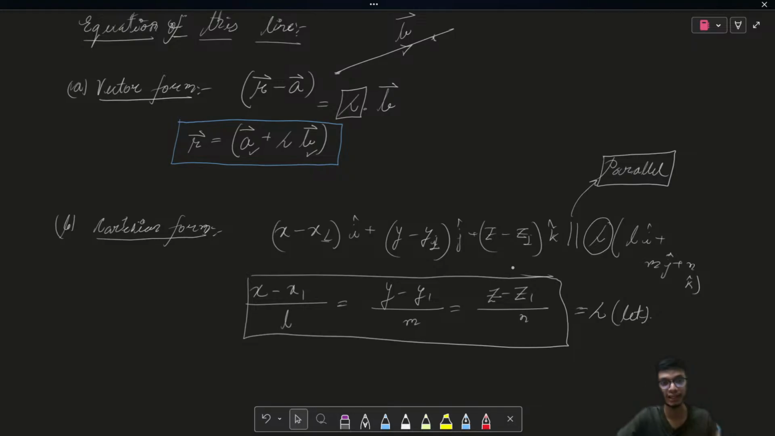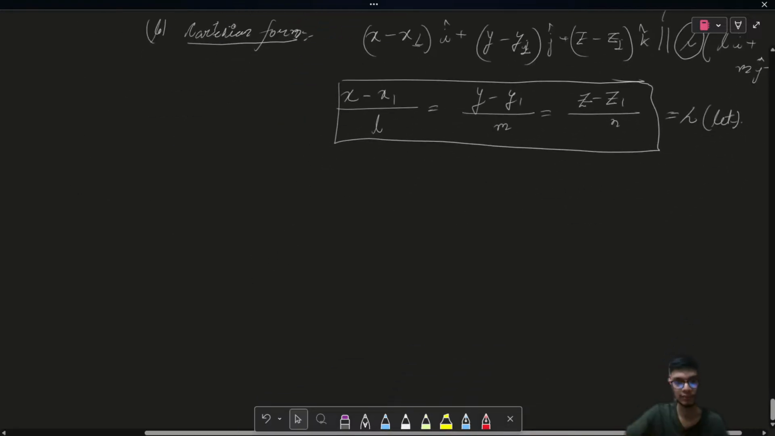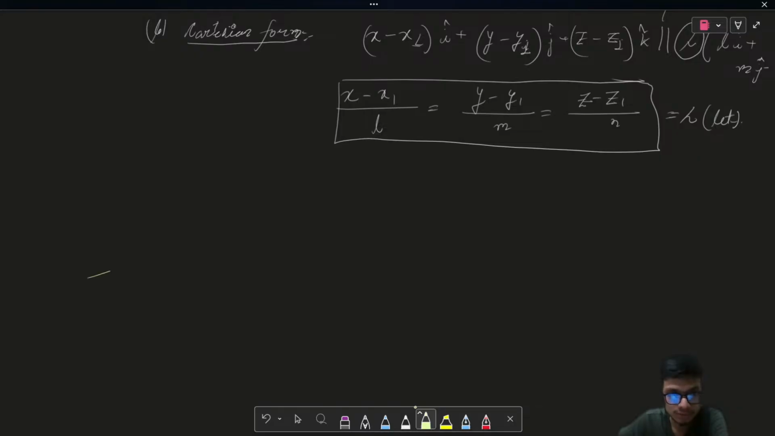Now this is the form of the straight line equation when I know one fixed point, or the initial point, and I know the direction of the vector along which the line is directed. However, if I don't know the vector along which the line is oriented, but I know any 2 points on the straight line, then also I can obtain the equation of the straight line in the following manner. Let us say that I know 2 points which are lying on the straight line.